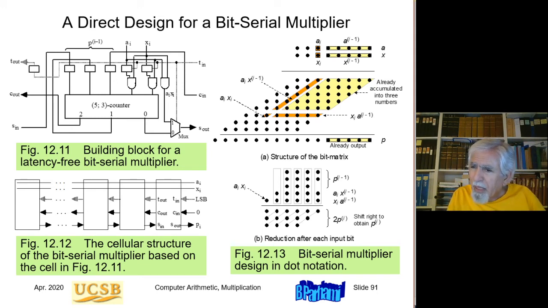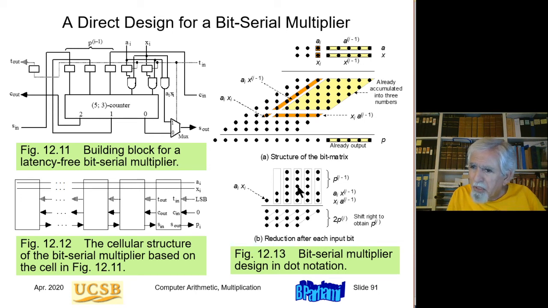And let's say that residual value is represented as 3 numbers. So a form of redundant representation. So these 3 numbers shown there collectively represent the residual, the difference between the values of these dots and the value of the dots that have already been produced at the output. So that residual must be added to those 2 5-bit numbers, these two, and then to this one bit.